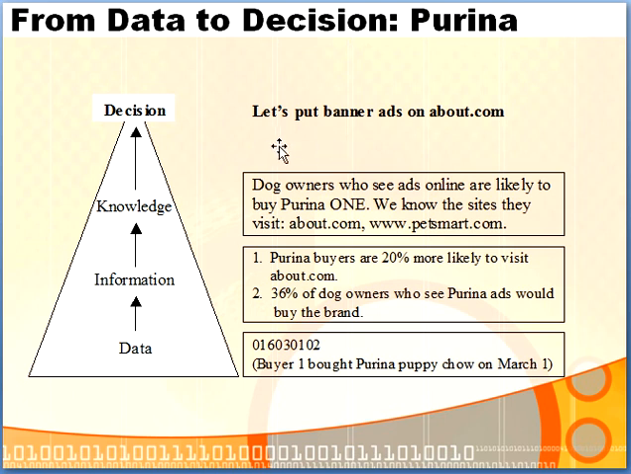So in this case, they're saying, let's put banner ads on about.com because they're seeing that it's likely that the people who are visiting about.com, they're going to see the Purina ad, and the chances of them purchasing the Purina product goes up. This is how we move along from data to decision making. Okay. Lots of companies are using this data this way, and it is very important information. And as we learn later on, how the data could be used for decision making by the marketeers.